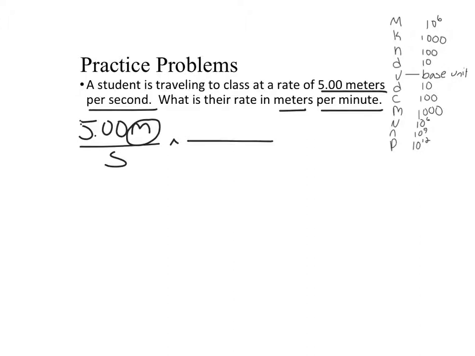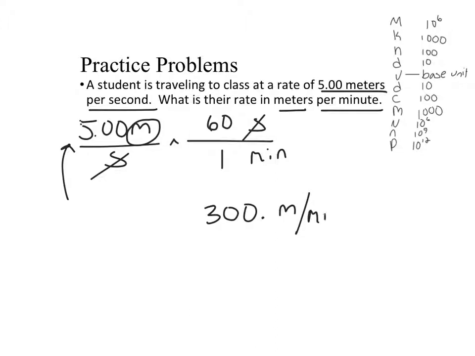So I can put seconds on top, and I can go to minutes. And I know there's 60 seconds in a minute. So seconds would cancel, and now I just have to take 5 times 60, and I get an answer of 300. Now, I was given 3 significant figures, so those 2 zeros have to count, so I have to add a decimal point after the 300 before I can write my units, just so that I have the correct number of significant figures. So that's 300. meters per minute.